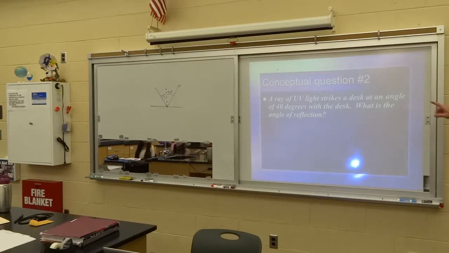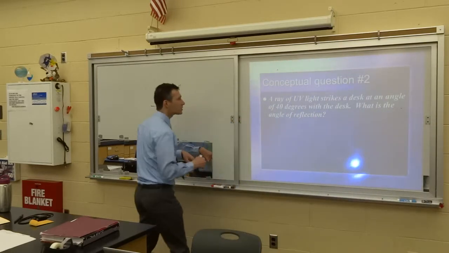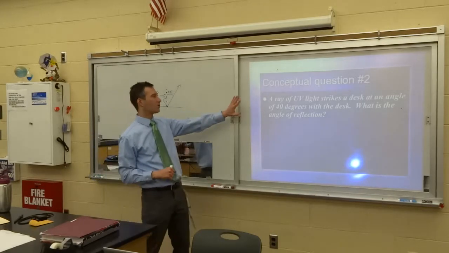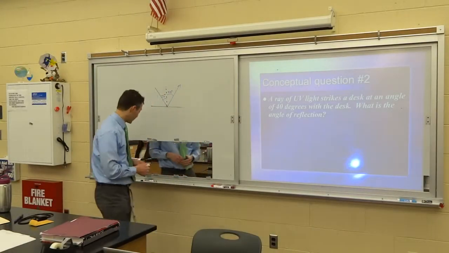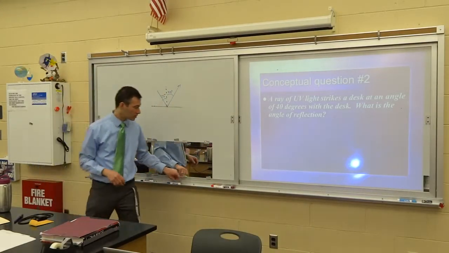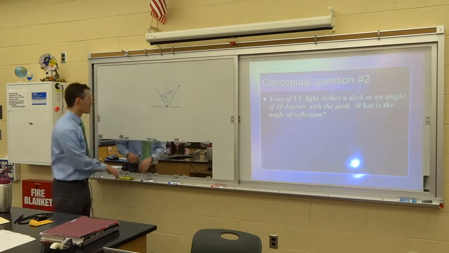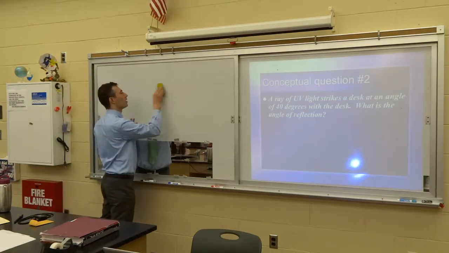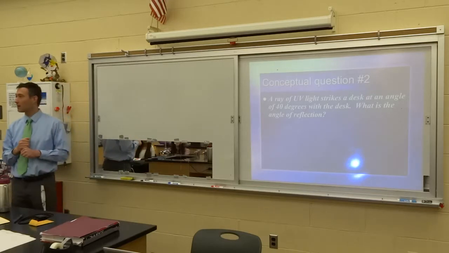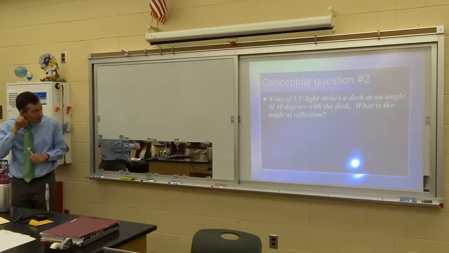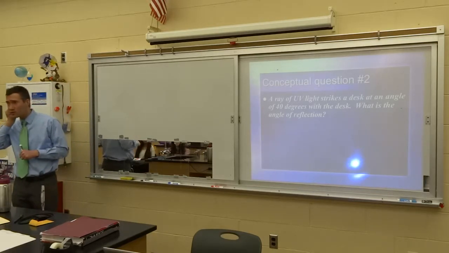All right, this time ultraviolet light, so we actually won't be able to see it with our eyes. 40 degrees with the desk. What's the angle of reflection there? Take 10 more seconds. All right, what's the answer here? 40 degrees. I think I'm hearing 40s.